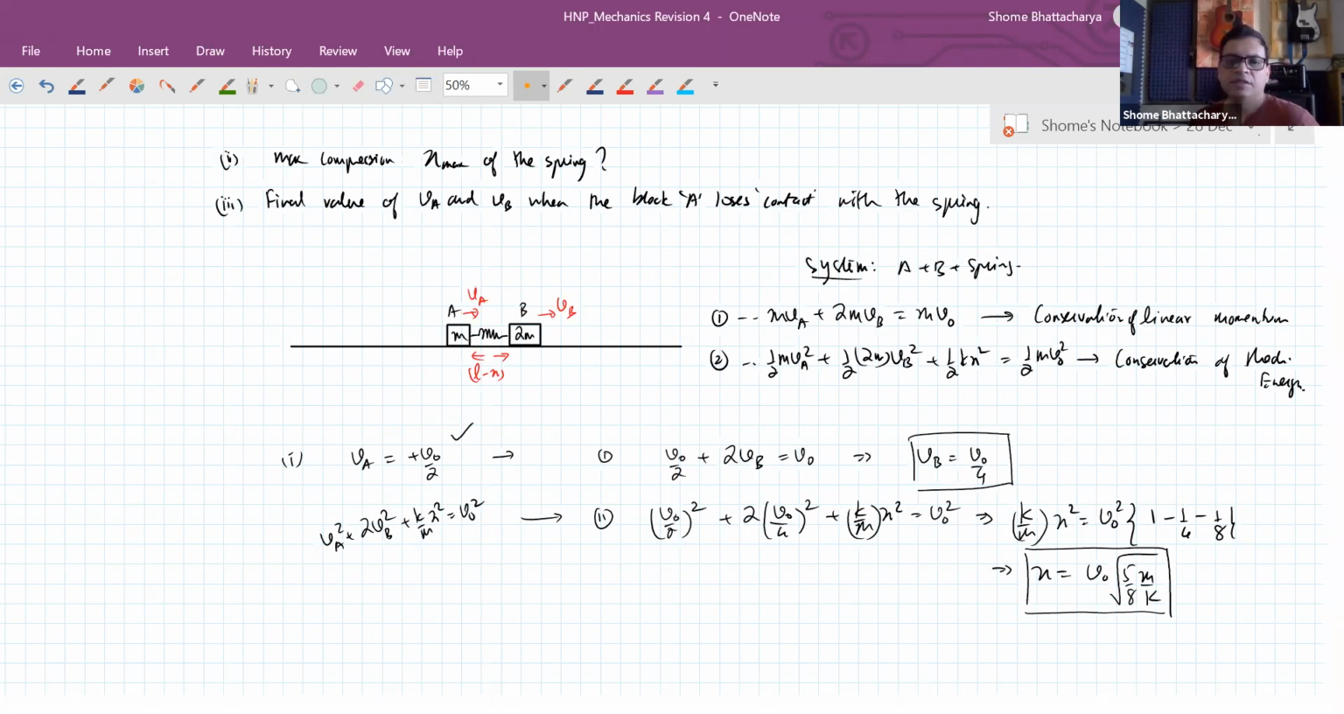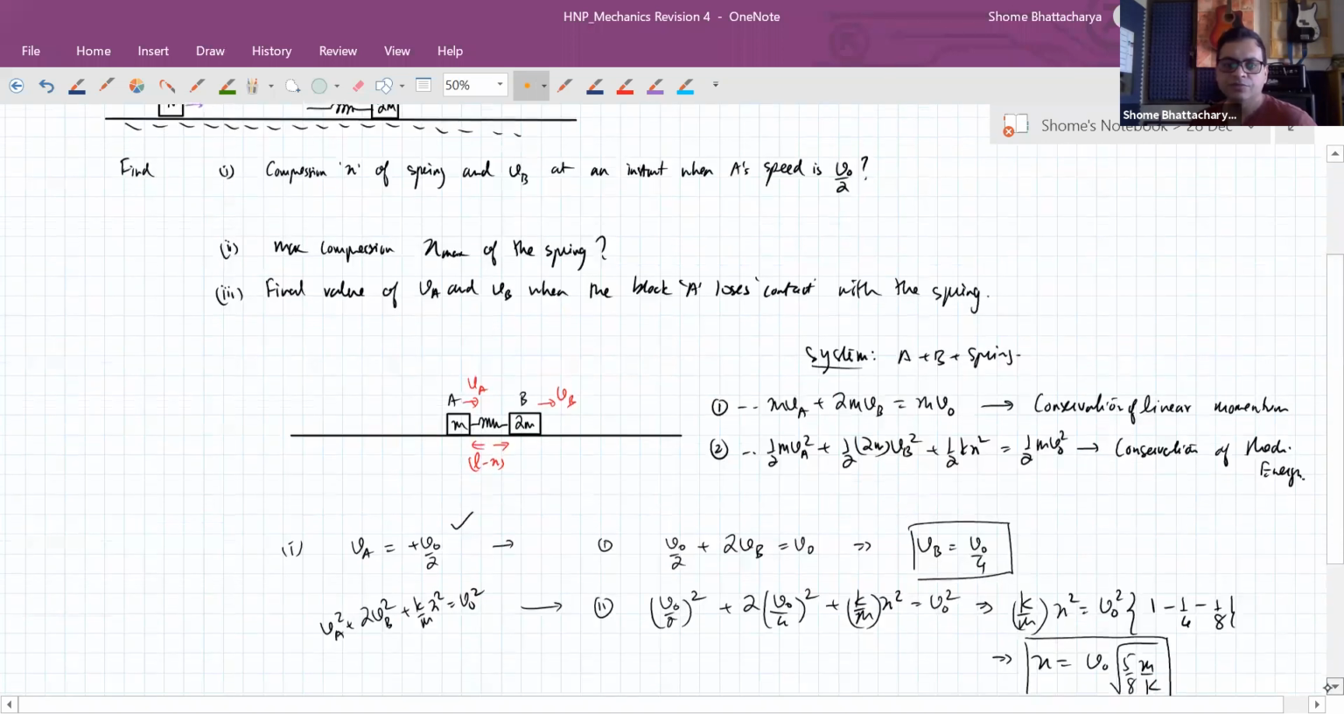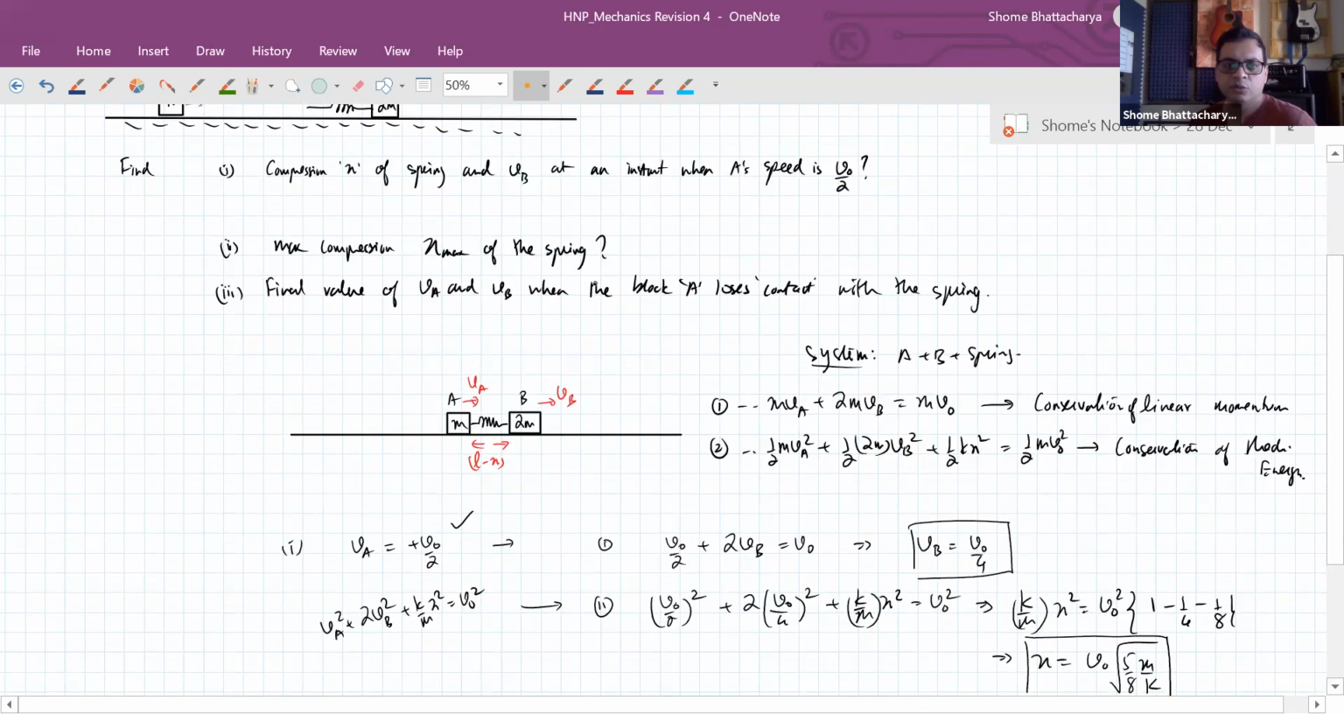Now you can try adapting in this, taking the value of VA as minus V naught by 2, but you will see you will get a negative value of x square, which is not possible. That will tell you that it's not possible that A will have a final velocity of minus V naught by 2 in the system. Moreover, when we come to the third part, we'll understand why that's not possible.